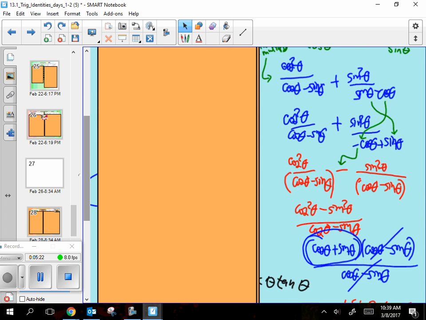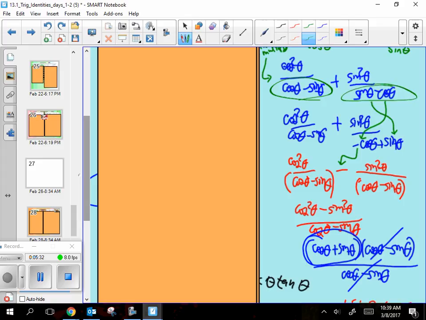today's new lesson. As you're going through this, did anybody get to a point where they had cosine minus sine here and sine minus cosine there, like opposites? You got stuck there, right? Some of you figured out what to do. Do you get that cosine minus sine is different than sine minus cosine? Those are not the same. So how do you make them have a common denominator?